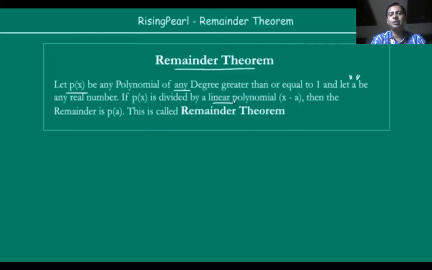Point to be noted: it must be a linear polynomial x minus a, and the remainder is P(a). This is called the remainder theorem. So once again, let P(x) be any polynomial of degree greater than or equal to 1, and let a be any real number. If P(x) is divided by a linear polynomial x minus a, then the remainder is P(a). This is what the remainder theorem is.